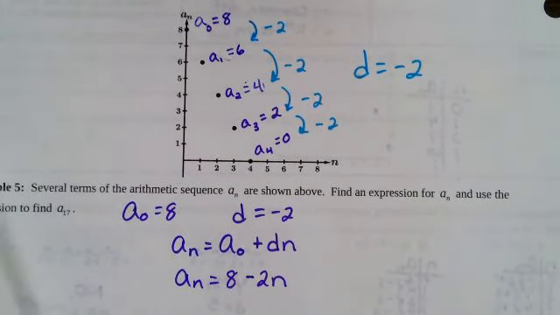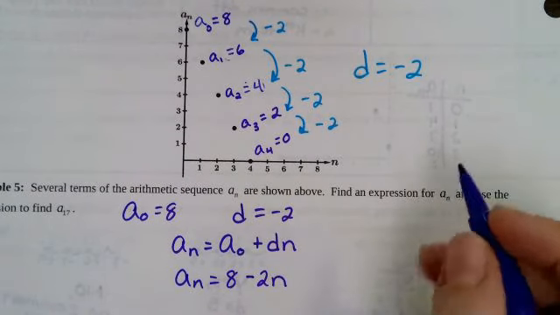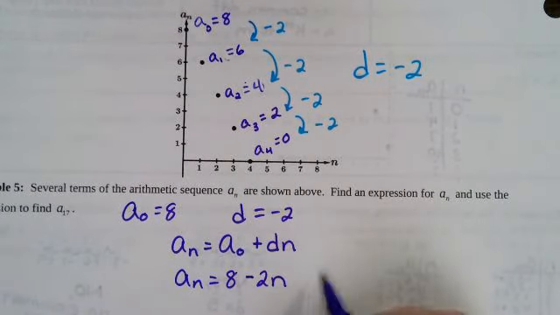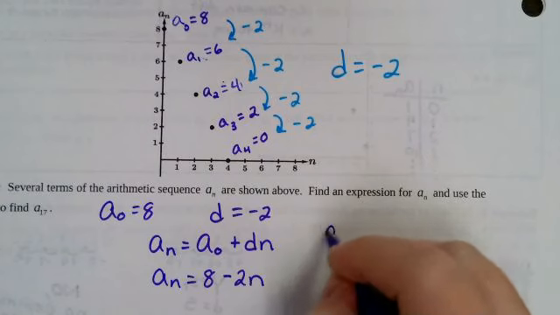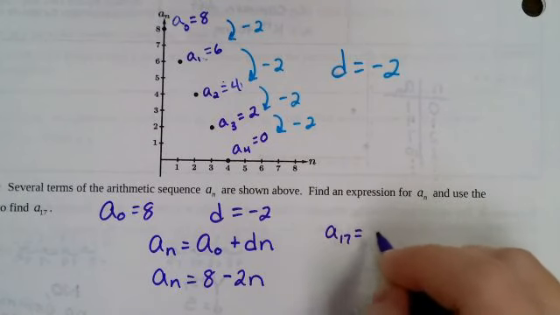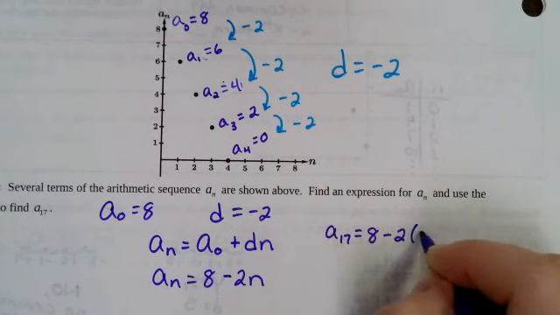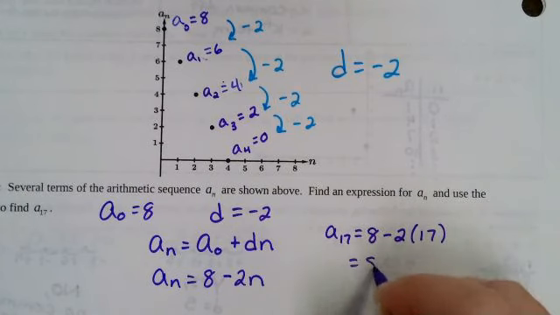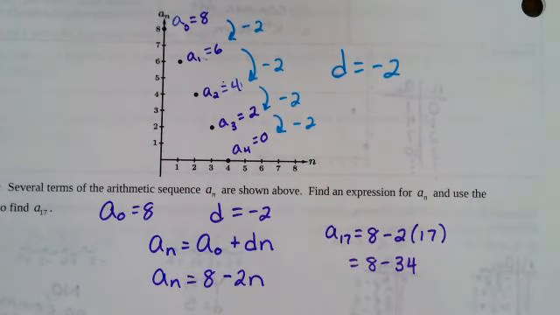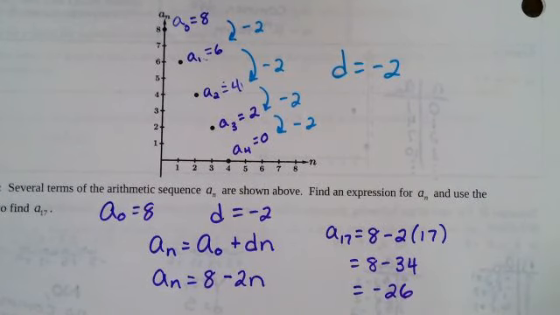If we use that to find our a sub 17, that should just be a sub 17 equals 8 minus 2 times 17. That's 8 minus 34, which is a -26. Okay? So that is arithmetic sequences.